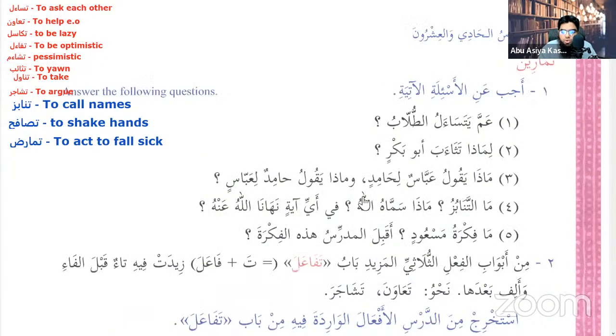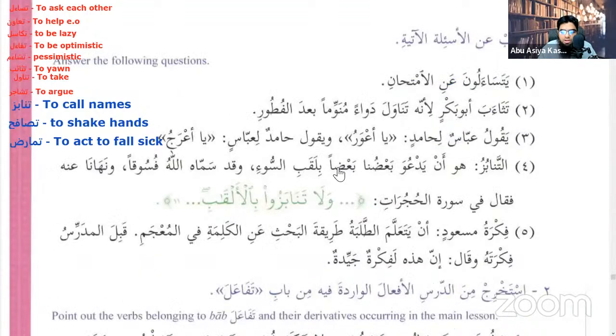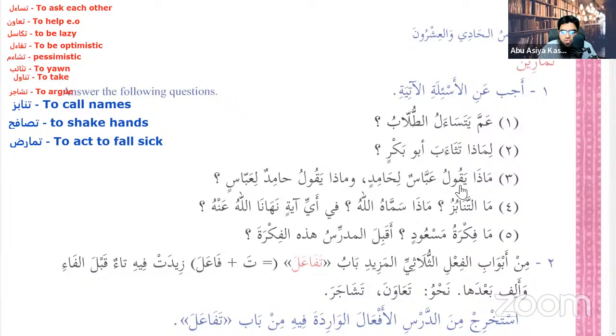What did Abbas say to Hamid and what did Hamid say to Abbas? They called each other names, a'wad and a'raj. Yaqulu Abbas li Hamid, ya a'wad, a one-eyed guy. Wa yaqulu Hamid li Abbas, ya a'raj, a lame person.